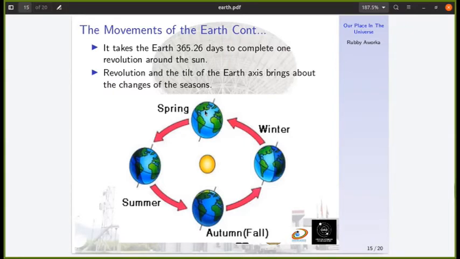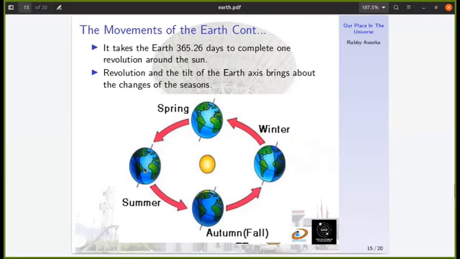And as the Earth moves to this point in time, the Earth is tilted in such a way that the northern hemisphere is facing the sun, whilst the southern hemisphere is not facing the sun. So the regions in the northern hemisphere will be experiencing summer.